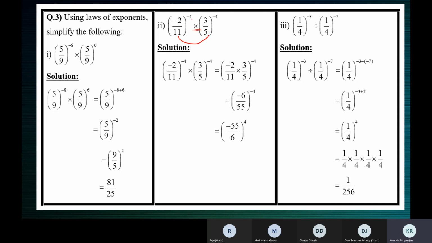In the second one, you see that the bases are different. It's multiplication, but the power is the same, minus 4, minus 4. So what is the rule? Multiply the bases, minus 2 by 11 and 3 by 5. Multiply the bases, put them in the same bracket and raise it to the same power, minus 4.